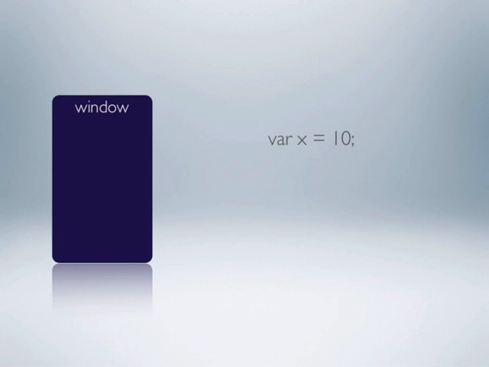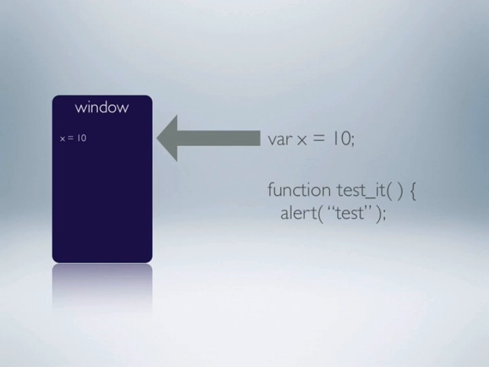For example, we declare a variable called x and assign it a value of 10. What we're actually doing is creating a new attribute of the window object called x that has a value of 10. Whenever we create a new function, for example called testIt, we're creating another attribute inside the window object and assigning to it the new function we've created. So the window object is always there, always behind the scenes.